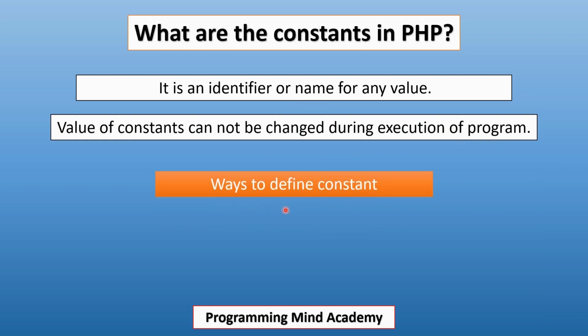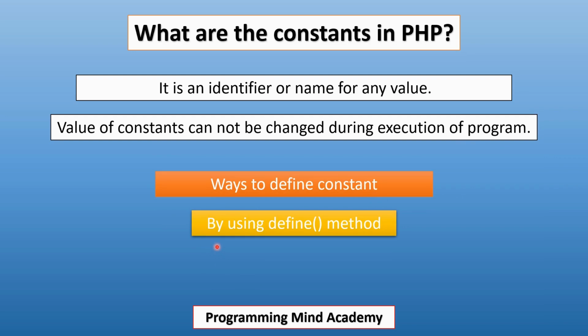So, ways to define a constant. The first way to define a constant is by using the define method, and the second way is by using the const keyword. So let's understand examples.